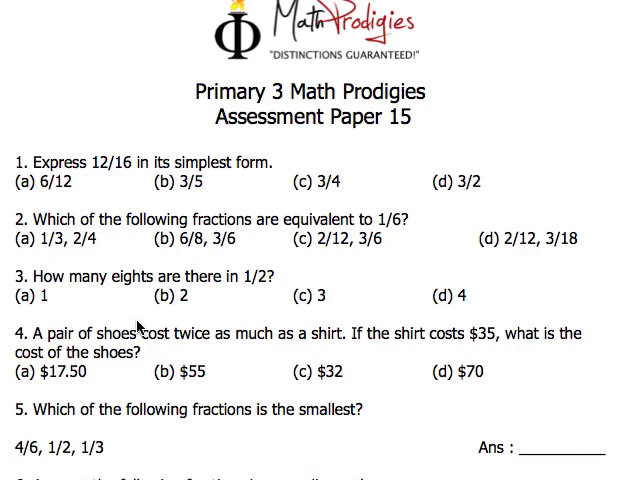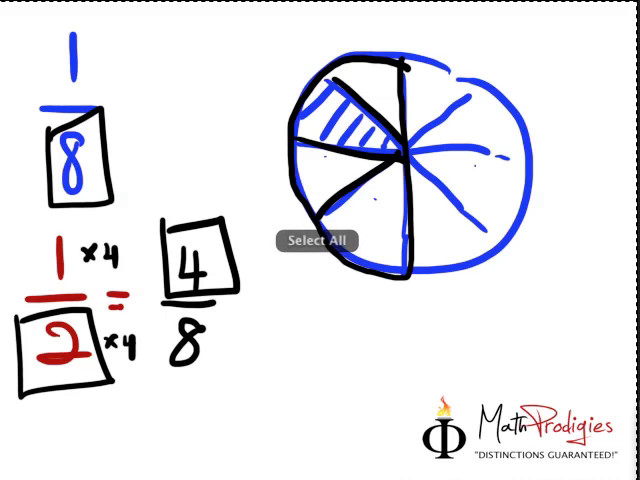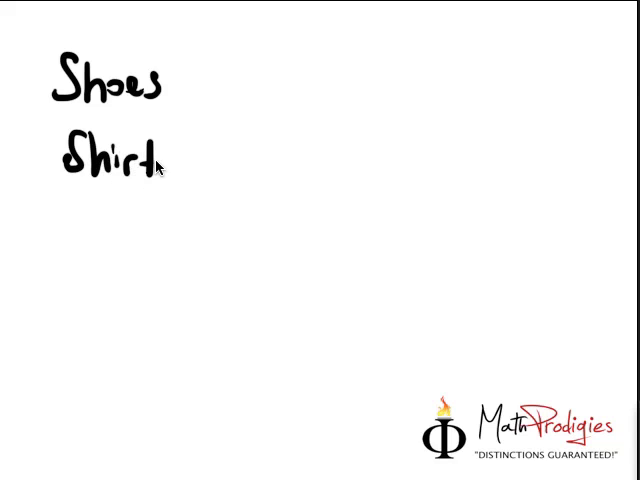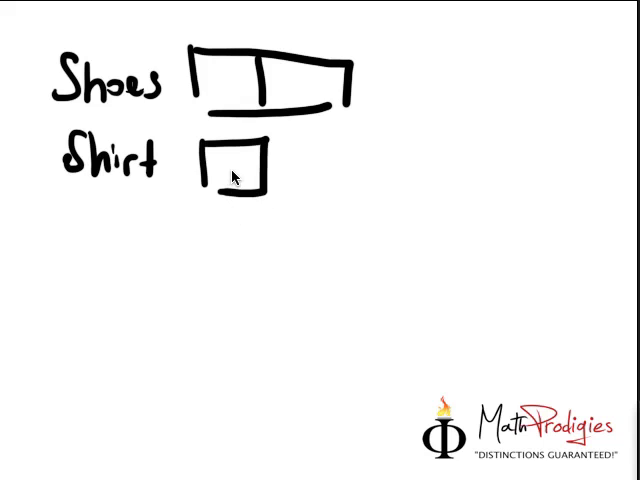Now the next one, a pair of shoes costs twice as much as a shirt. Whenever I say something like that, when a pair of shoes costs twice as much as a shirt, whenever something costs twice or thrice or whatever it is, we must straight away put the number there. Twice means how many? It means 2. A pair of shoes costs twice as much, and the shirt will always be 1. Anything compared to it will always be 1. So shoes 2, shirt 1.